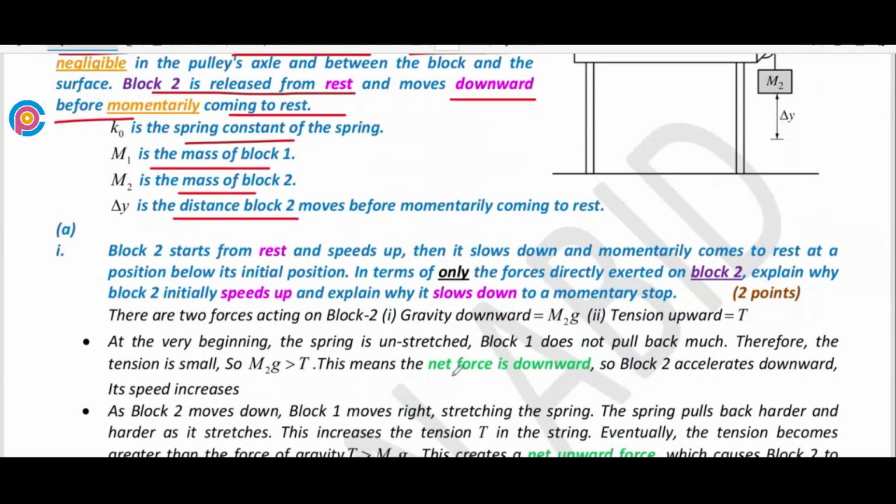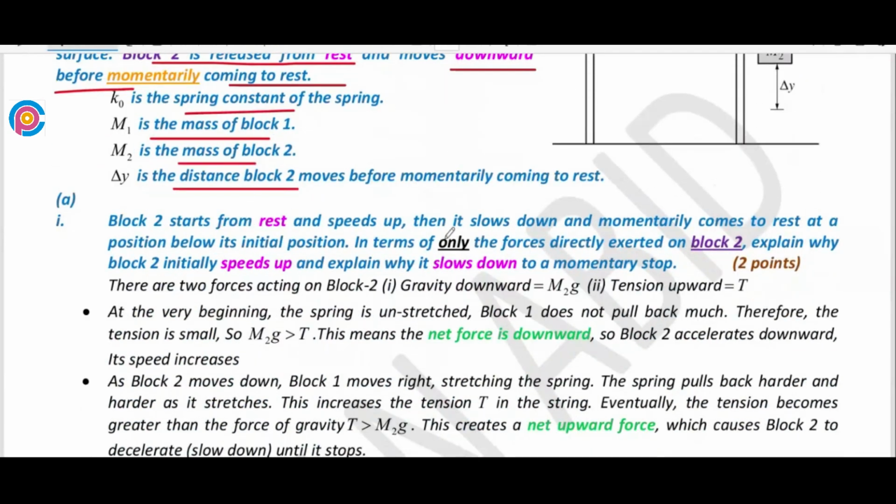Now the first question. Block 2 starts from rest, speeds up, then slows down, momentarily coming to rest at a position below its initial position. In terms of only forces directly exerted on block 2, only block 2 we have to discuss, explain why block 2 initially speeds up and why it slows down to momentarily stop. So there are two parts here: why it speeds up, and why it slows down.